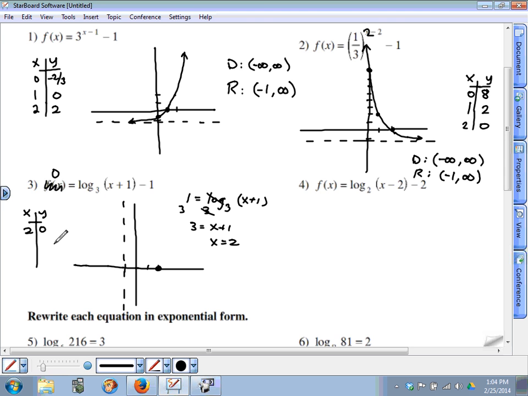Now we're going to do the same thing that we did up here. We're going to find a couple of other points. It might be easier with logarithms, instead of choosing the x values like you normally would, to choose the y values. For example, if you choose the y value of 1, you're going to get 1 right here. If you add 1 to the other side, you're going to get 2 is equal to the log base 3 of x plus 1. Exponentiate both sides, you get 9 is equal to x plus 1. So x is equal to 8.